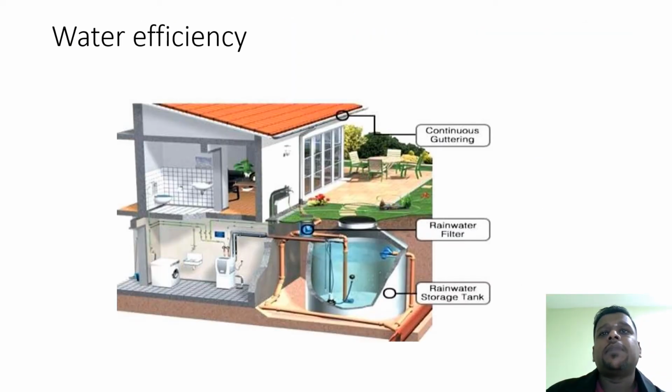This is an example of collecting water during the rain. We can see here they collect water from the gutter, then they do the filtration before they bring the water to the rainwater storage tank, and after that they use it back for house utilization, something like the washing machine, sink, and some other purposes.